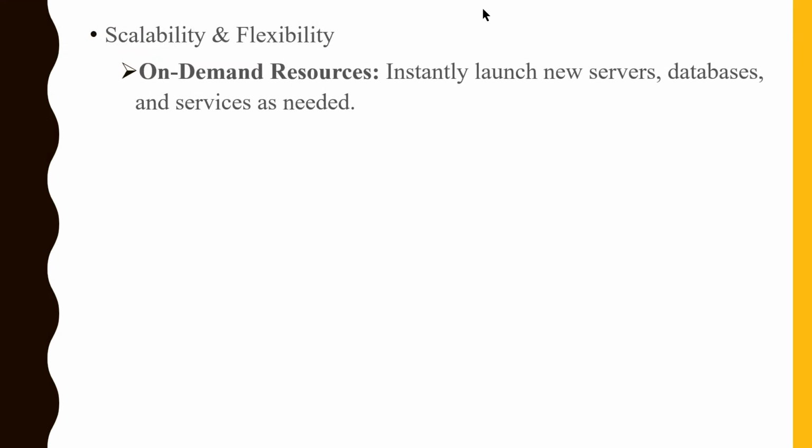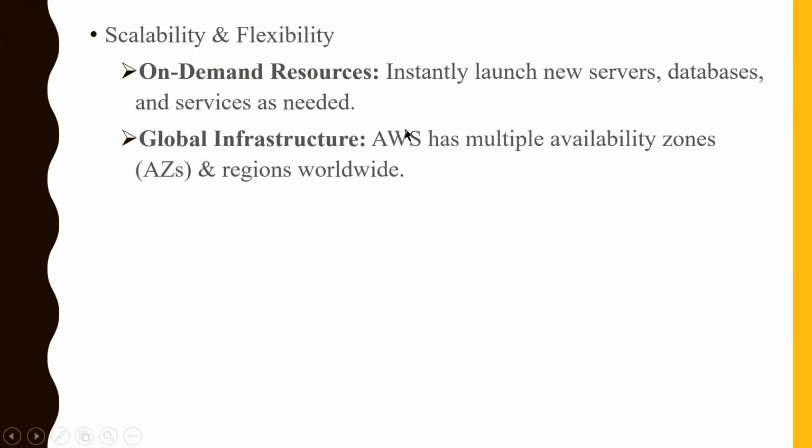I'm coming to the next one, which is scalability and flexibility. Scalability and flexibility is nothing but, as I mentioned earlier, we have on-demand resources which will launch new servers, databases, services as needed. Scalability means as per the business requirement. Let's say our traffic is more and we wanted to have another database for reading, another database for writing. All these kinds of decisions can be quickly reflected on AWS with just a few clicks, which is on-demand resources. So with the help of it, we can instantly create new resources as per the business needs.